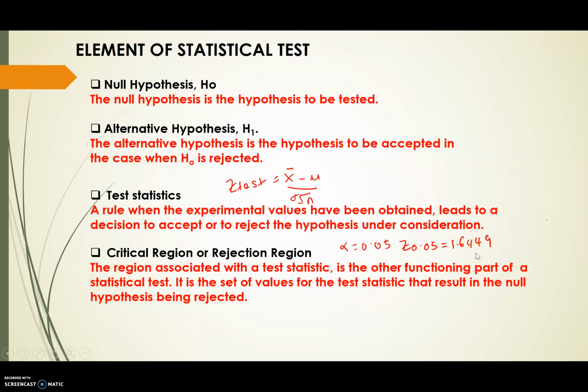So what is our critical region? Let's say we have a normal curve. This is our z alpha, which is 1.6449. This is our critical region. Let's say the alternative is theta greater than theta naught. We will reject H0 when our z-test is greater than z alpha. So this is our critical region, also called the rejection region.